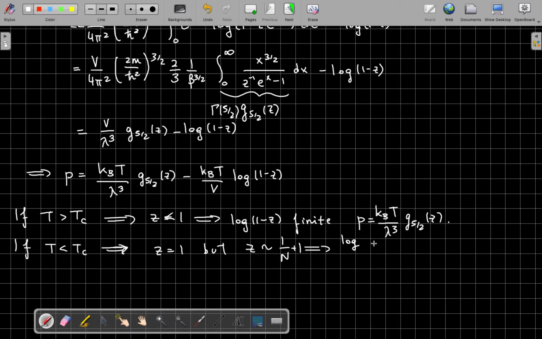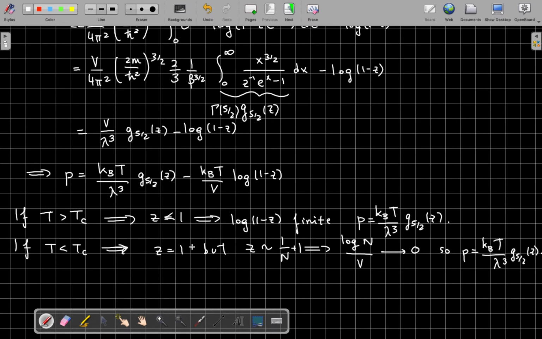Yeah. And so this is going to be log of n over volume. Now n goes to infinity, but this goes to infinity faster, so this whole thing is going to approach 0, and so again, this second term is going to be negligible. So again, P will be equal to kBT over lambda cubed g of 5/2 of z.